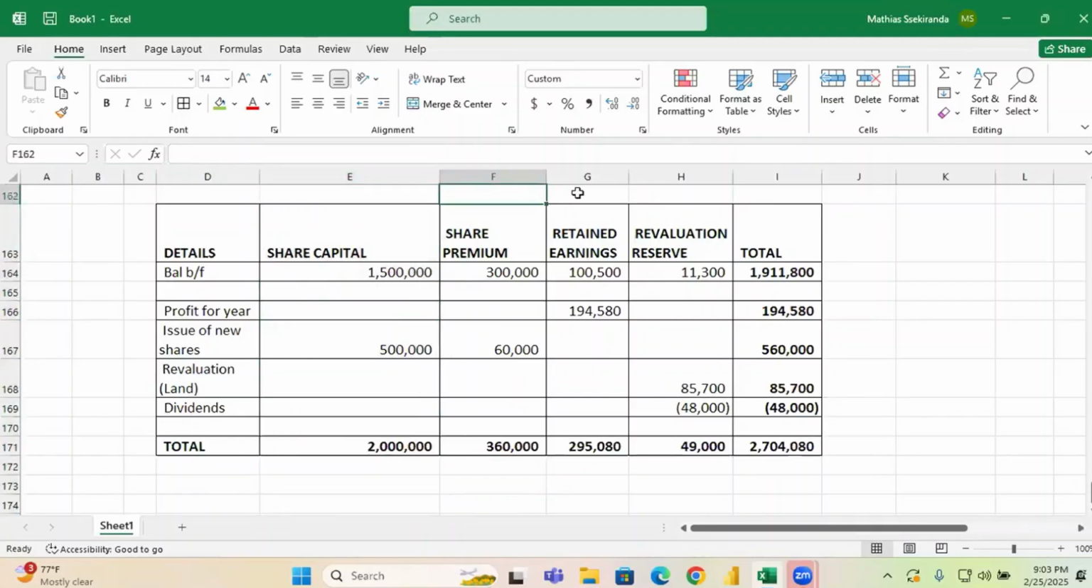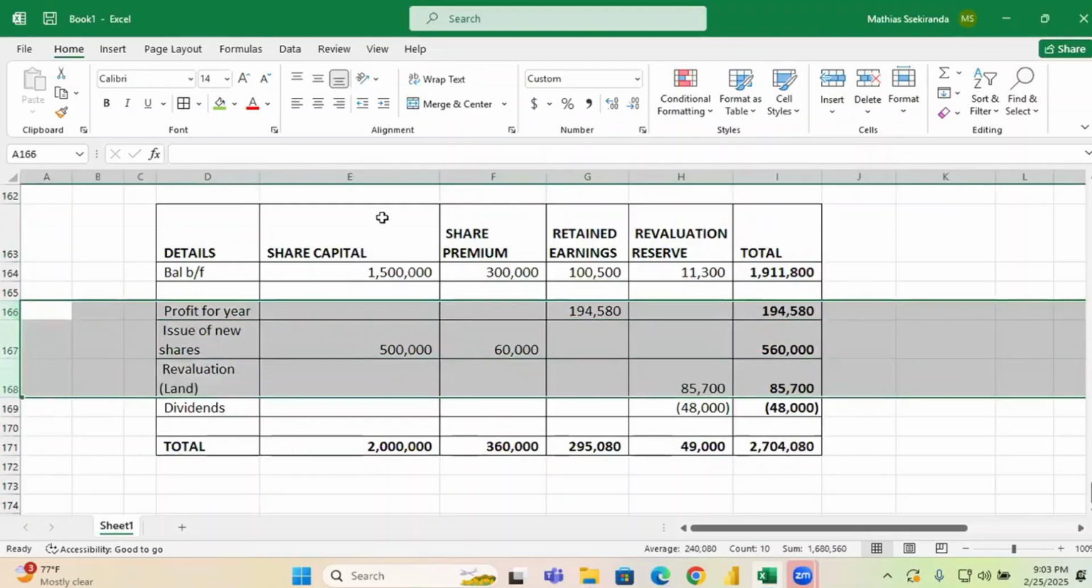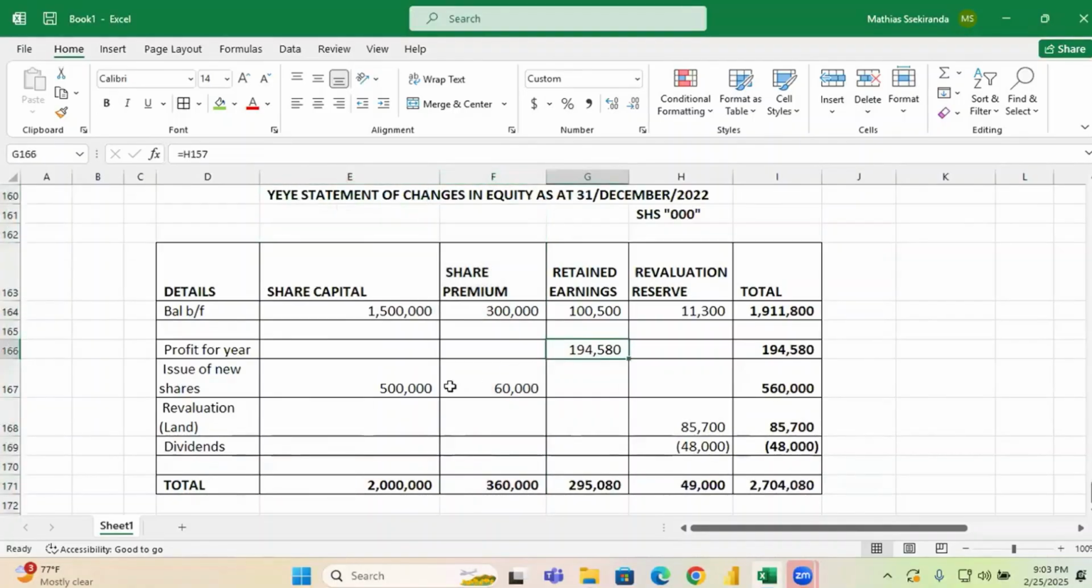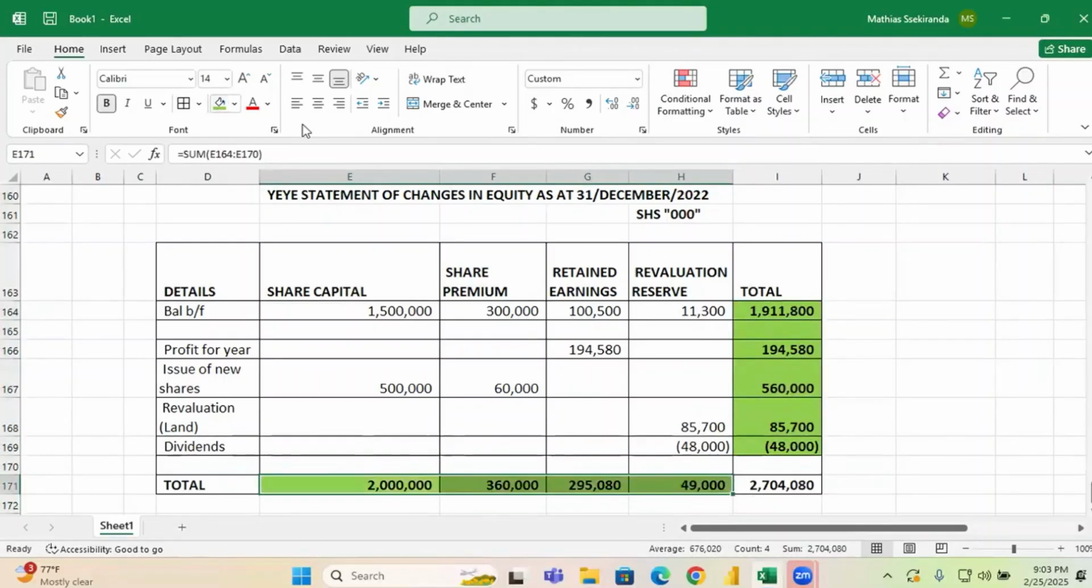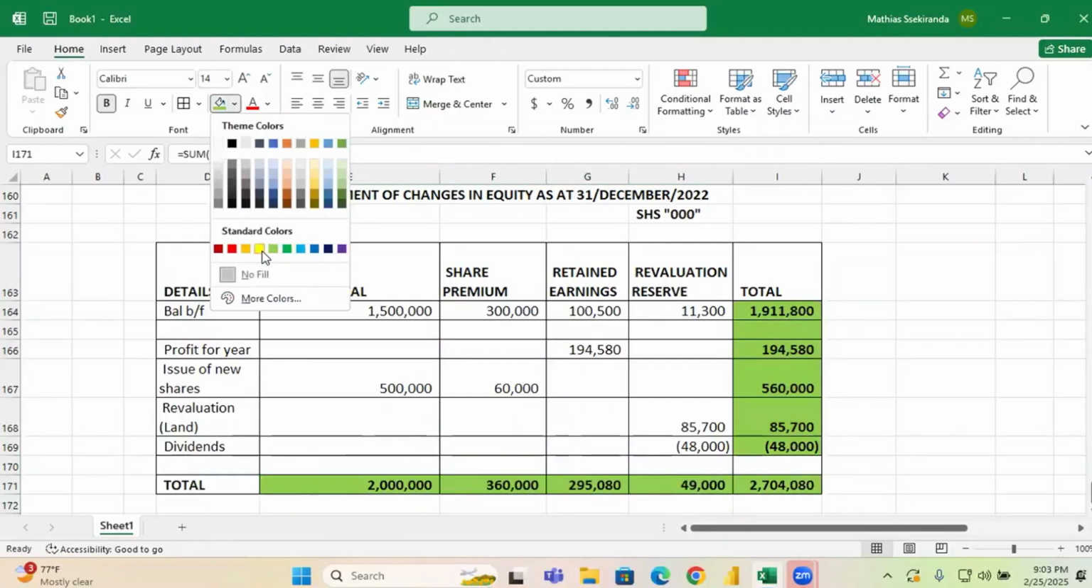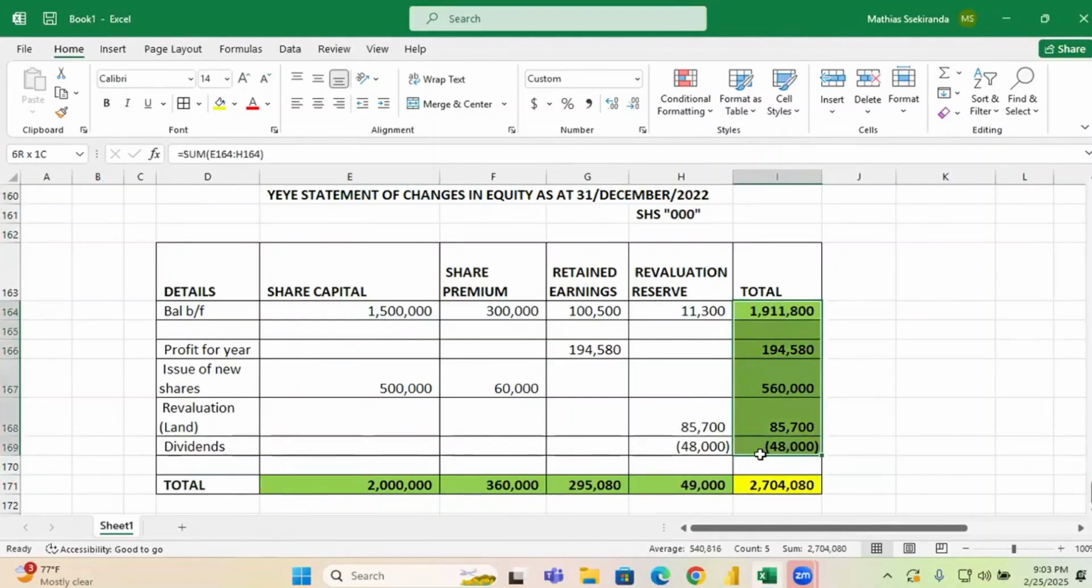Get the equity components, give each a column, then bring out those transactions that affected any of these columns, and post them in their respective columns. When you add vertically, it should give you the same total as when you add horizontally. When I add vertically, I must get the yellow section. When I add horizontally, I must get the yellow section.